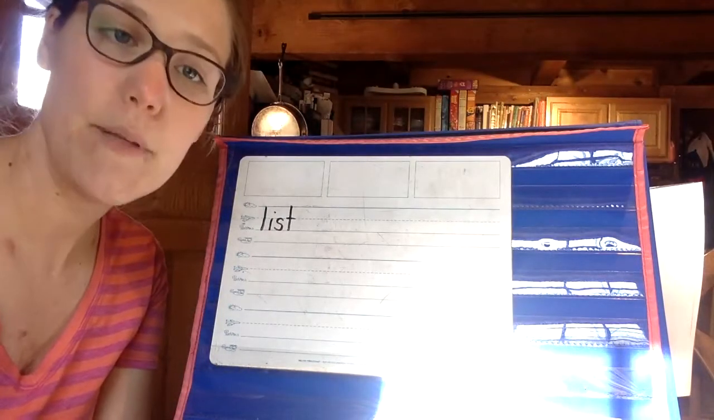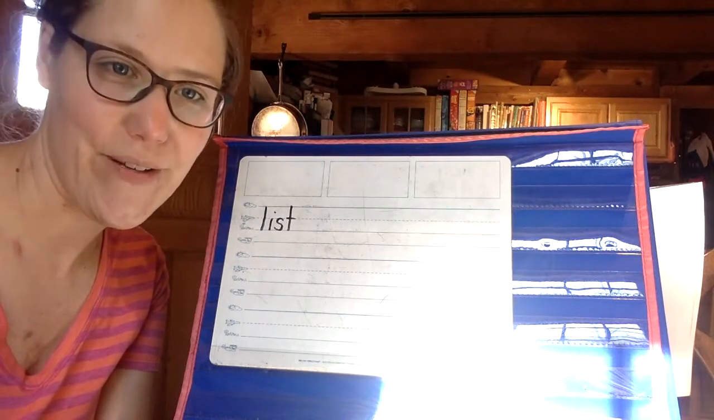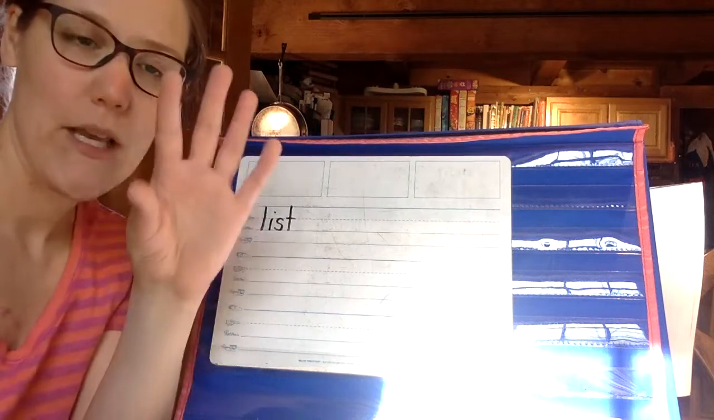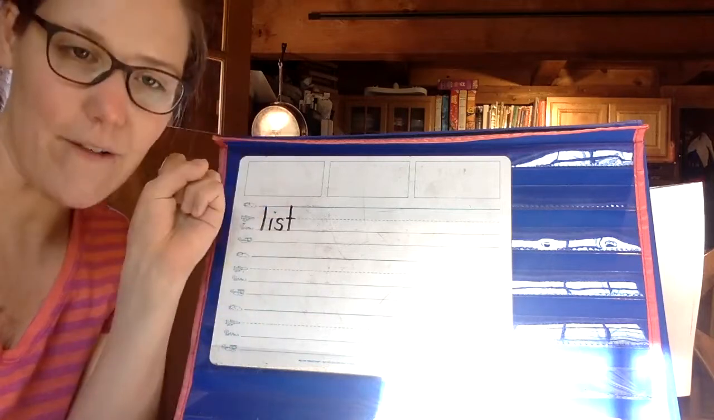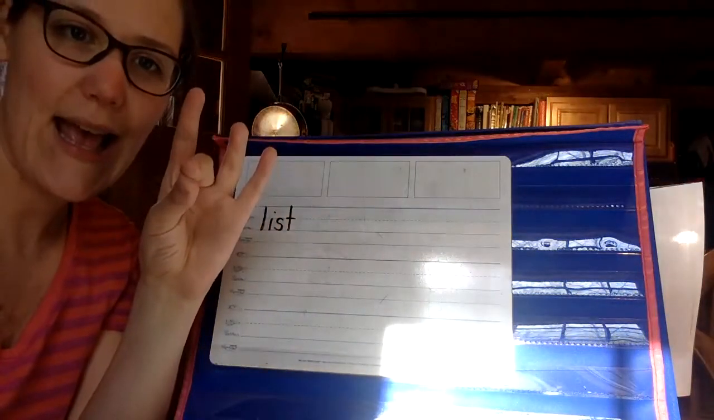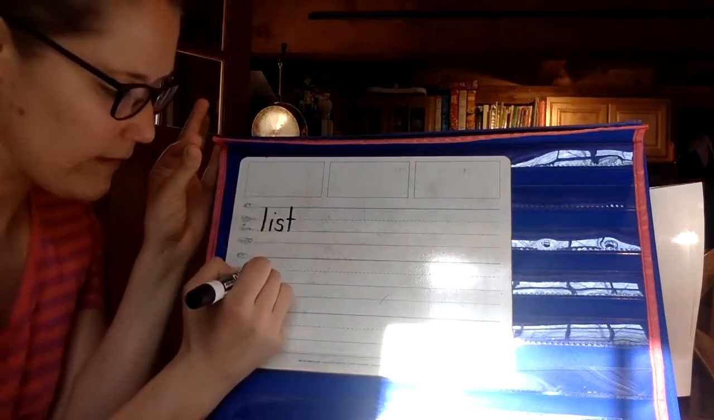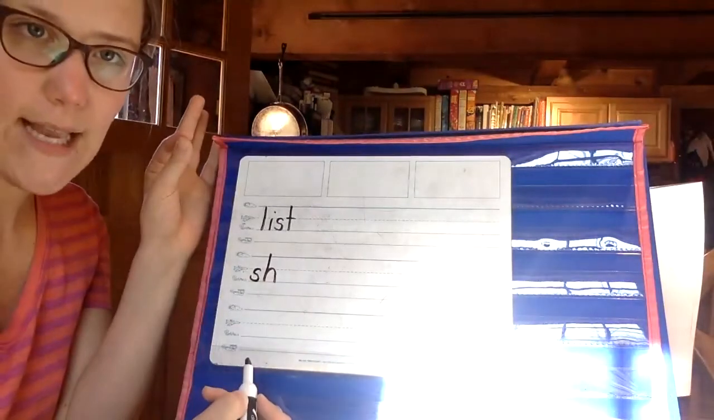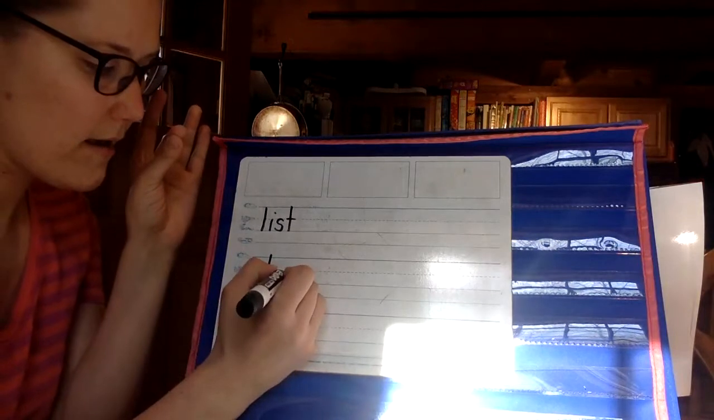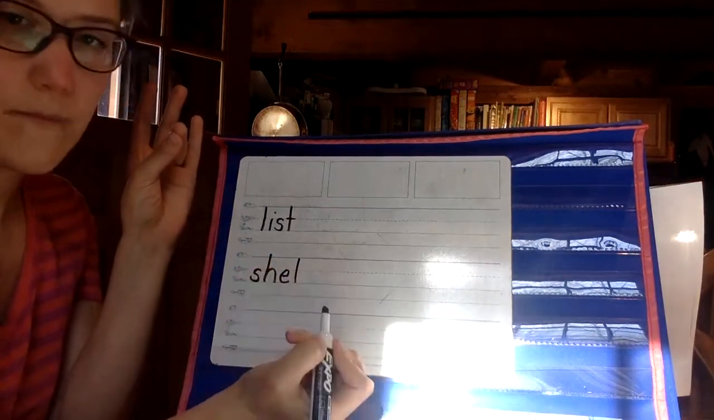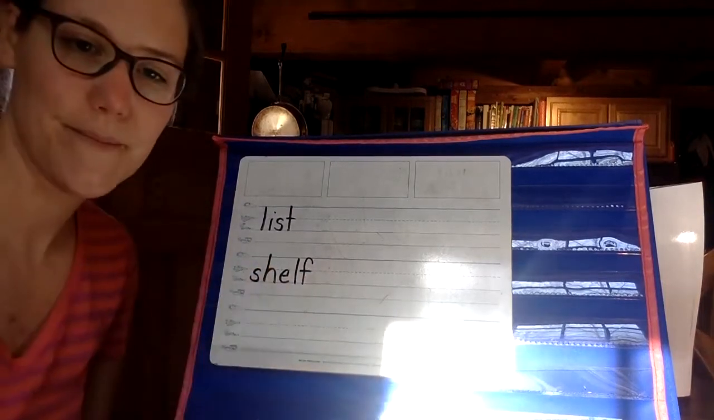Shelf. Like, please put the cups on that shelf. All right. Let's tap it. Shelf. Let's do it one more time. Shelf. Let's write it. Sh. That's the digraph. S-H, a digraph. Two letters that make one sound. Shelf.